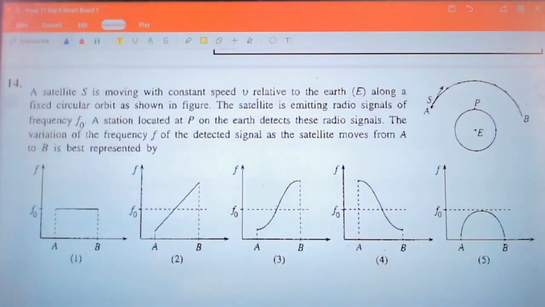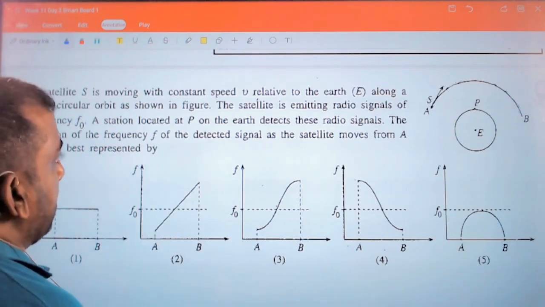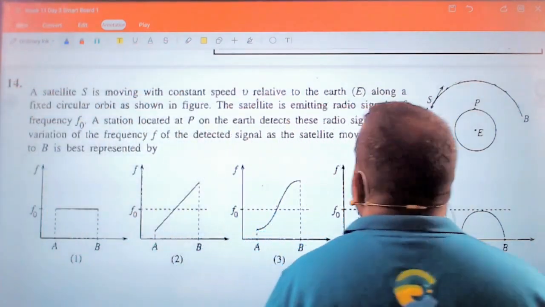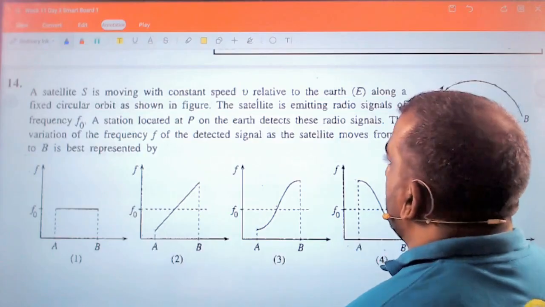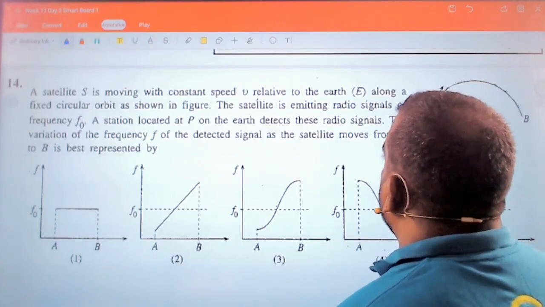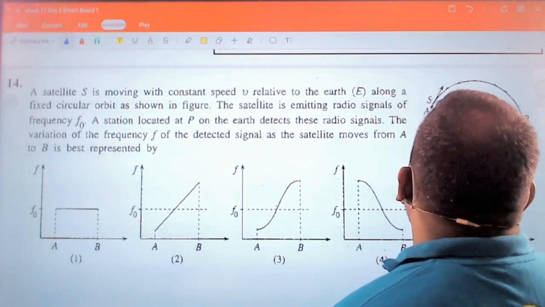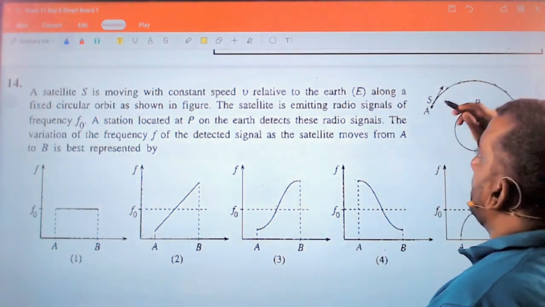A satellite S is moving with constant speed. The satellite is emitting a radio signal. The frequency when the satellite moves from A to B is best represented by which graph? The observer is at P.